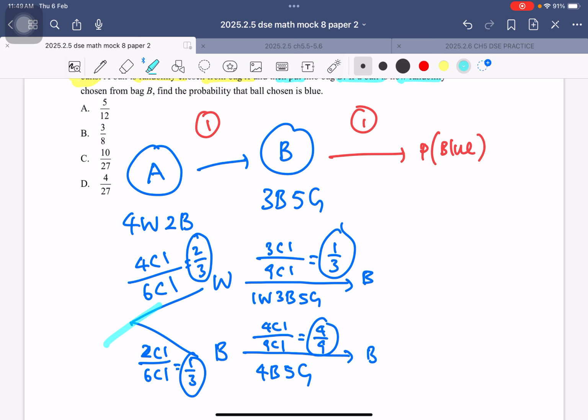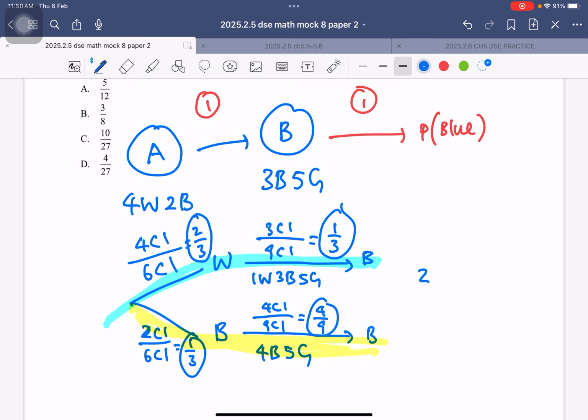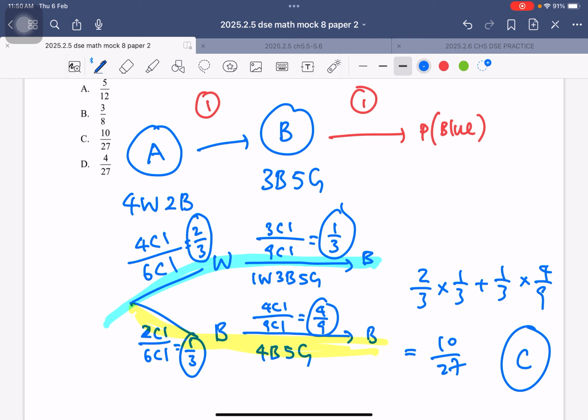So this line is the first case, and the yellow line is the second case. Within the same case, we need to use times, and for different cases, I use plus. So the answer is 2/3 times 1/3 plus 1/3 times 4/9, giving you the final answer. What's the final answer? C. So the answer should be C. Do you understand? Yeah. Okay?